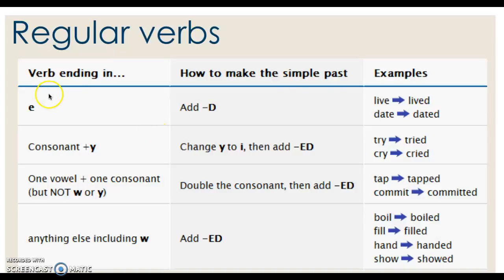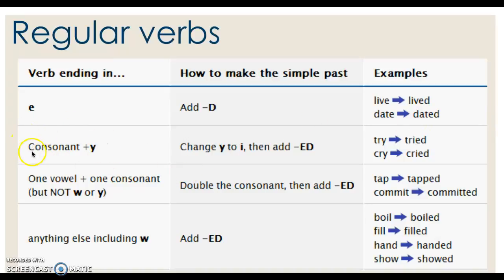The first thing is that if the regular verb finishes with an e, we only add d, not ed. So for example, if the verb is leave, the only thing that we do is that we add a d, and then we have the past, lived. If the verb is date, we add only the d, and then we have the past, which is dated.